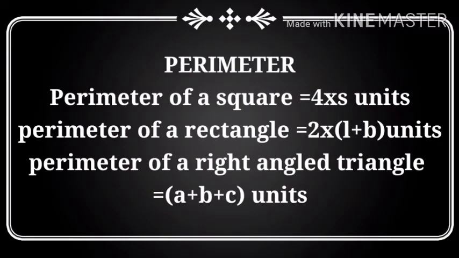Now let's see the formula to find the perimeter of a square, rectangle and right angled triangle. Perimeter of a square is equal to 4 into S units. Perimeter of a rectangle is equal to 2 into L plus B units. Perimeter of a right angled triangle is equal to A plus B plus C units. Students, keep in mind, to find perimeter, we have to use units. Whether it is meter, centimeter or kilometer, we have to use the units.